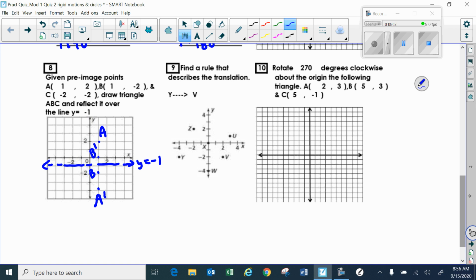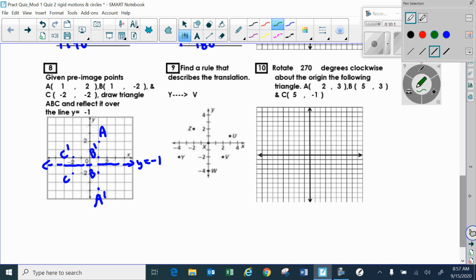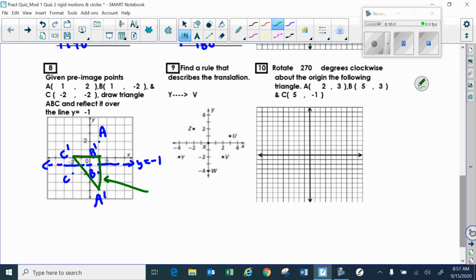And C is at negative 2 right there. Again, that's only one away, so it's going up there. So there's C prime. So I would reconnect A prime to B prime to C prime, and there'd be my image. Don't forget to connect them back together. It's a triangle.